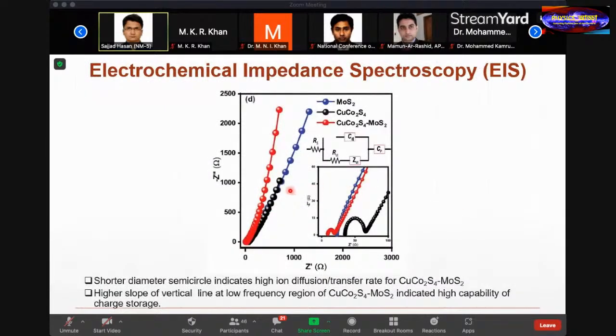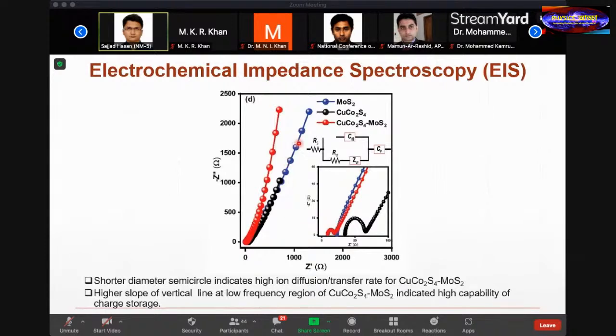EIS was further used to study the electrochemical behavior of the electrode, and Nyquist plots of molybdenum sulfide, prepared copper-cobalt sulfide, and prepared nanocomposite electrodes are compared in this figure. Generally, all three electrodes exhibit semicircle behavior in the high frequency region. The nanocomposite electrode exhibited a smaller semicircle than the other two samples. This verified that the nanocomposite has a high ion diffusion rate.